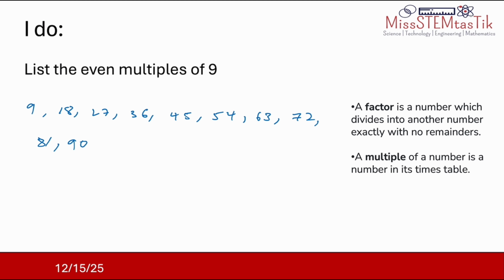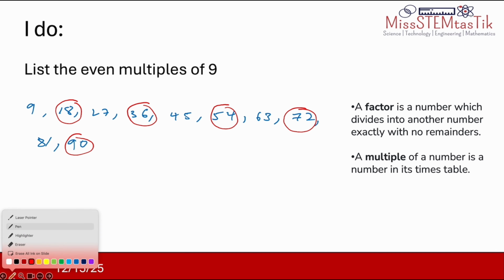So now I am going to quickly skim through these numbers and circle all the ones that are even. So 9 is odd, 18 is even, 27 is odd, 36 is even, 45 is odd, 54 is even, 63 is odd, 72 is even, 81 is odd, and 90 is even. So now we can just write these out in a list.